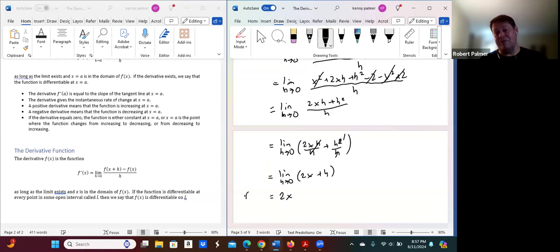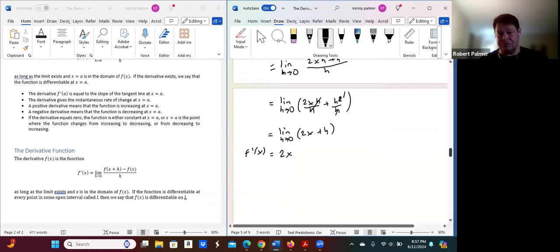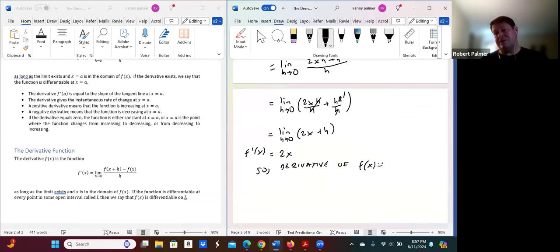So the derivative of this function is 2x. The derivative of f of x equals x squared minus 2 is f prime of x, which is 2x.